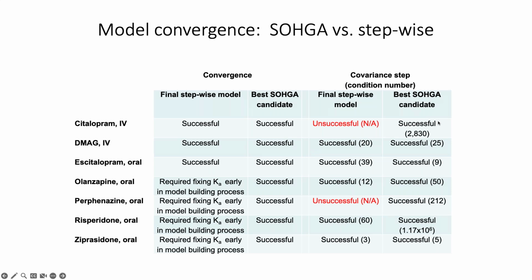Now, in brackets, what is shown here are the condition numbers. And so what you see is that we didn't include, in this early instantiation, the penalty for condition number. And so some of these models that successfully converged and had covariance steps had some pretty high condition numbers. Although, for example, with risperidone, when we added a penalty for the condition number, we ended up with a model that was very similar. It was a different residual unexplained variability model, basically very similar features otherwise, and a much smaller condition number.